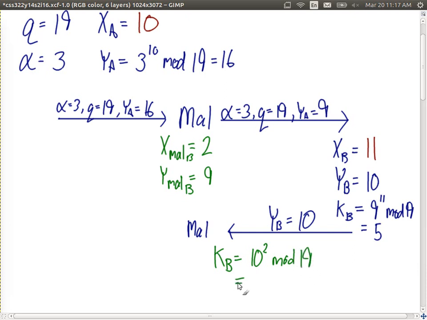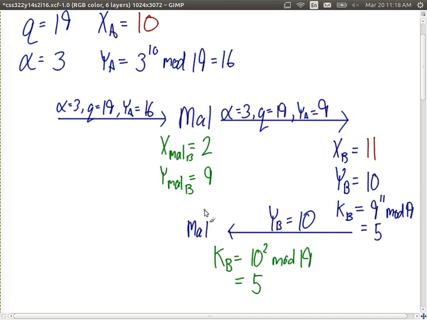Look it up. 5. It should be 5. I just want to make sure that I've done it correct. So, here the malicious user knows KB is 5. B thinks the shared secret is 5. So we're halfway there from the attack's perspective.